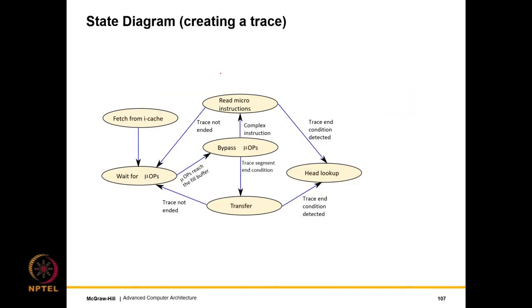For creating a trace, what we do is that, along with the trace cache, we have a regular iCache as well. So the processor diagram is that we have a trace cache, which we prefer because it is faster, but we have a regular iCache as well, which is connected again to the memory system. So we fetch instructions from the iCache, we wait for their micro ops to come, and then the micro ops are temporarily buffered in the fill buffer.